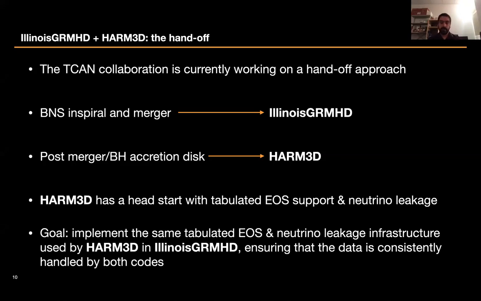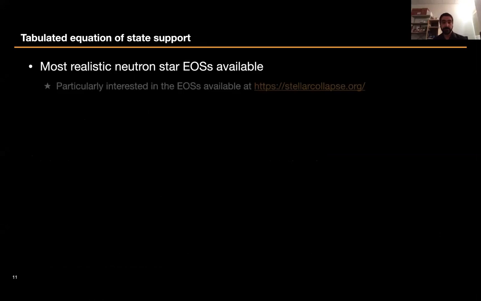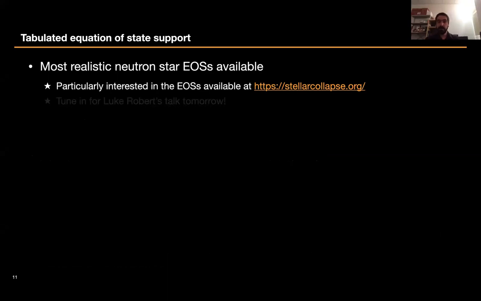The main motivation behind tabulated equations of state, of course, is that they are the most realistic neutron star equations of state we have available as of now. We are particularly interested in the ones available at stellarcollapse.org. So tune in tomorrow for Luke Roberts' talk, because I'm pretty sure it will be very interesting and he will provide a lot more details on these equations of state.